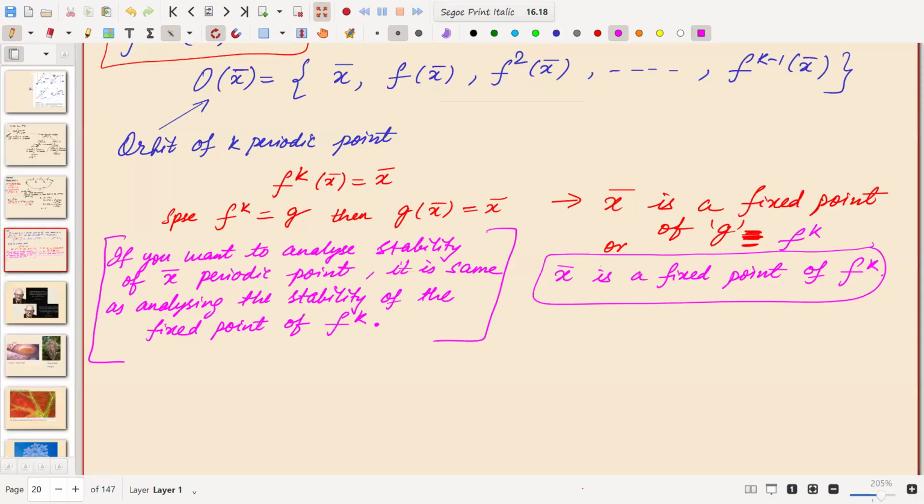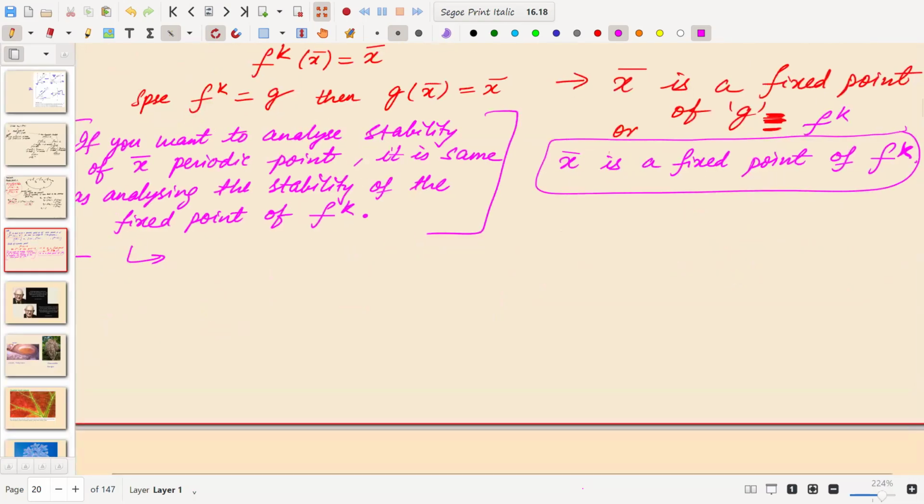What do you think? Is it correct? We understood the definition of a periodic point. After that, you need to understand the definition of the stability of a periodic point. A periodic point can be stable or unstable. A periodic point is nothing but a fixed point of the composed map f^k, right? So if you want to study the stability of a periodic point, you have to study the stability of f^k. What do you have to do? You already have the knowledge.